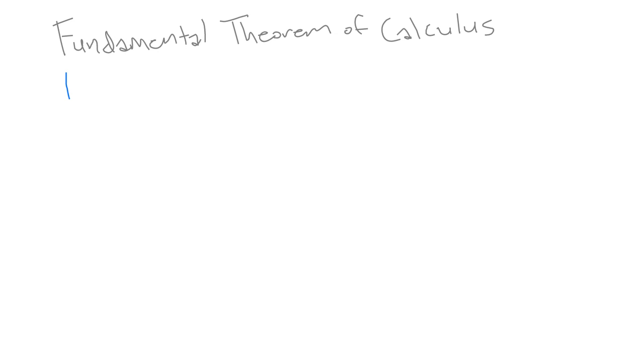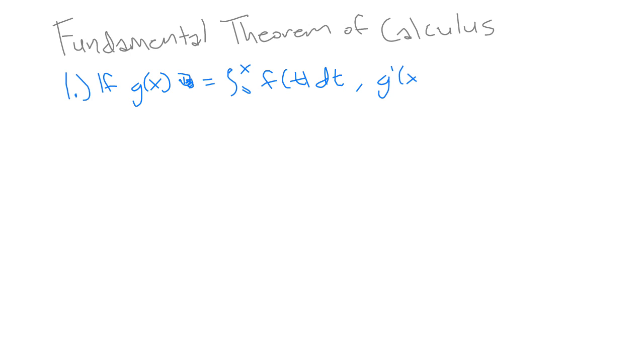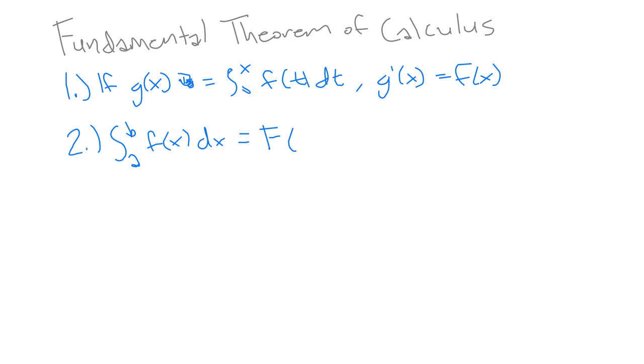The first part states that if g of x equals the integral from 0 to x of f of t dt, then g prime of x is equal to f of x. And then we also have that the integral from a to b of small f of x dx is equal to the antiderivative of f at b minus the antiderivative at a.